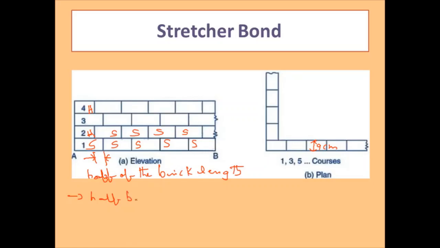That means it is a half brick wall. So when it is a half brick wall, what will be the thickness? 9 centimeters. So when the wall thickness is 9 centimeter, can we use it for the construction of load bearing walls? No, we cannot use it for the construction of load bearing walls. So this is used only to construct the partition walls. Okay, this bond is used only to construct the partition walls.